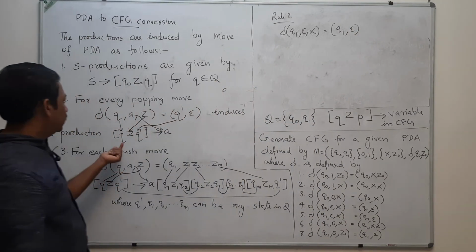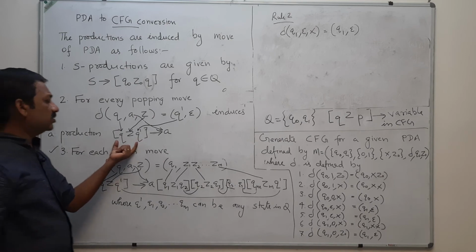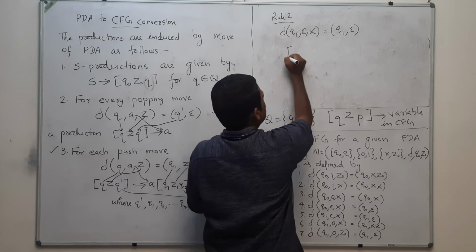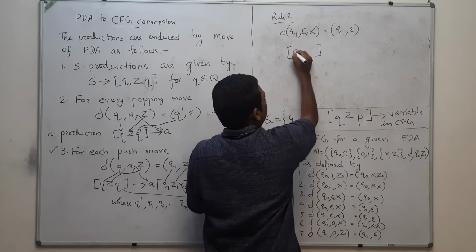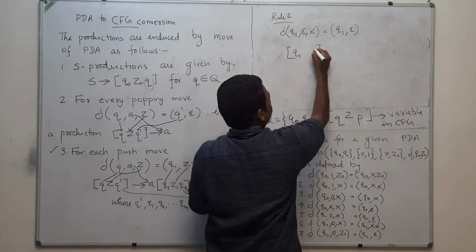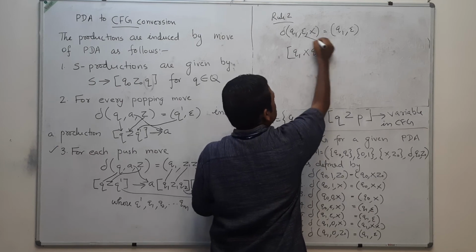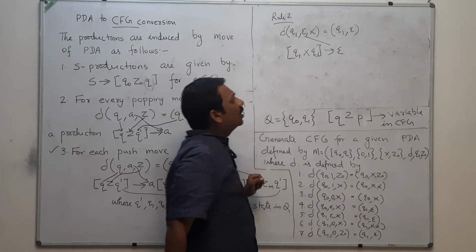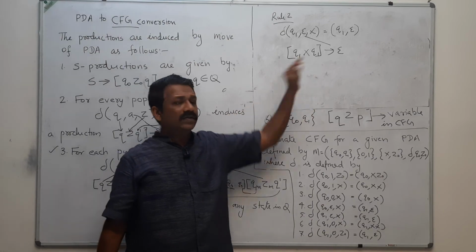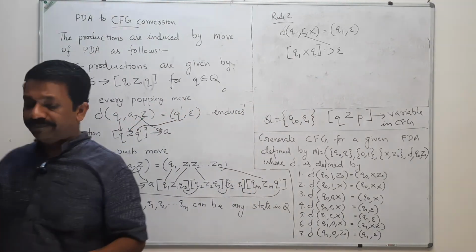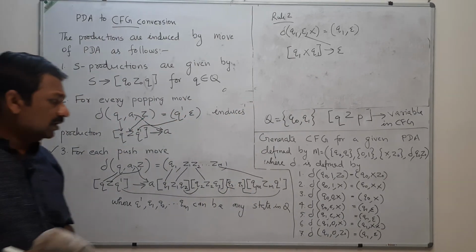Here that is converting to this. That means Q is at Q dash. That means this Q1 you have to write here, this x you have to write here, and this epsilon goes here, so Q1 x Q1 derives epsilon. Okay, and that is the fifth one.